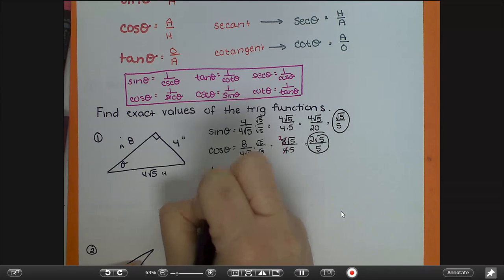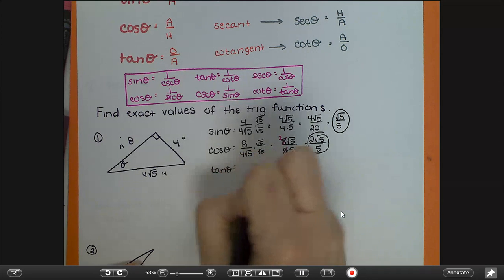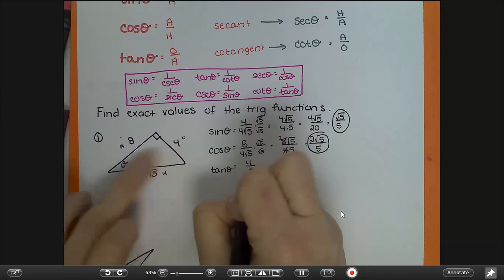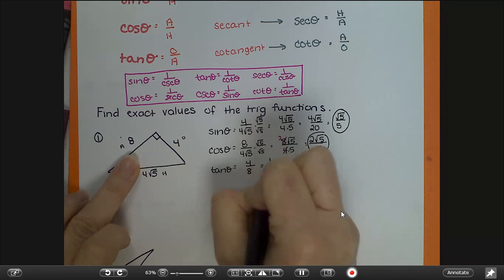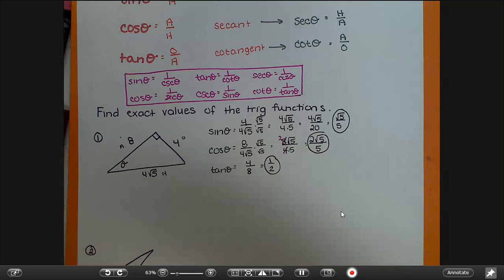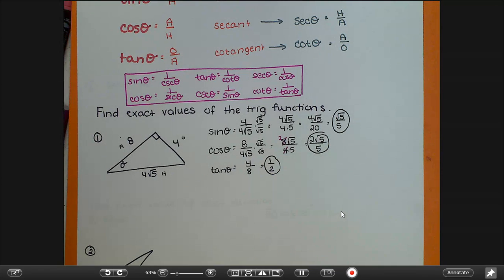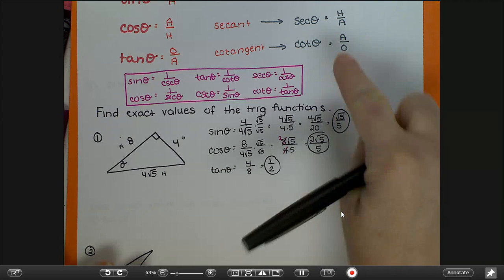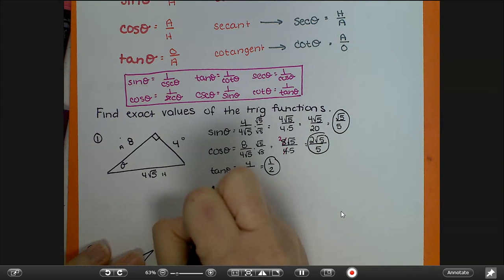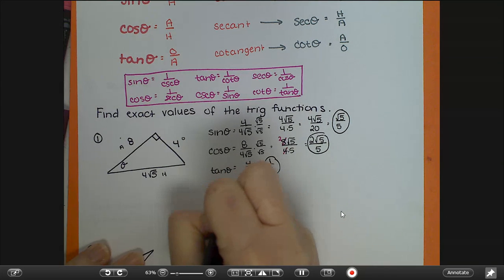Tangent is opposite over adjacent, so 1/2. And that's kind of what we've done before. These are the exact values. But now we're going to find the exact values also of secant, cosecant, and cotangent.